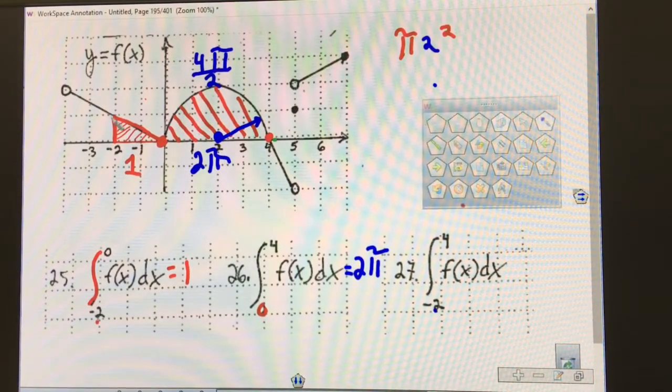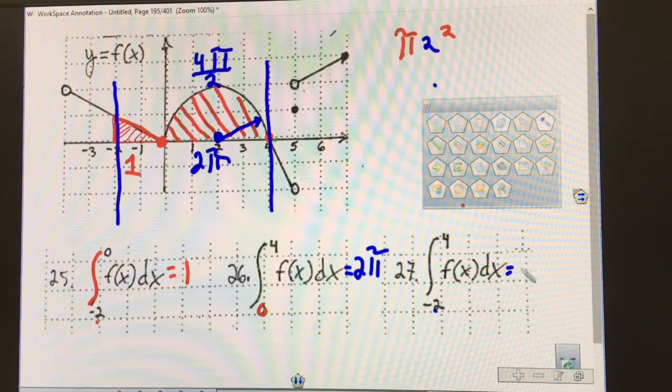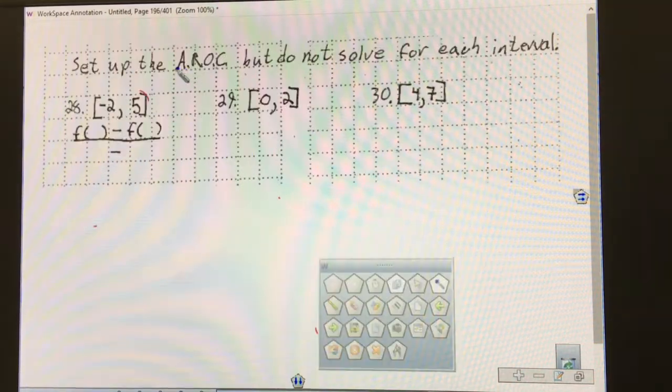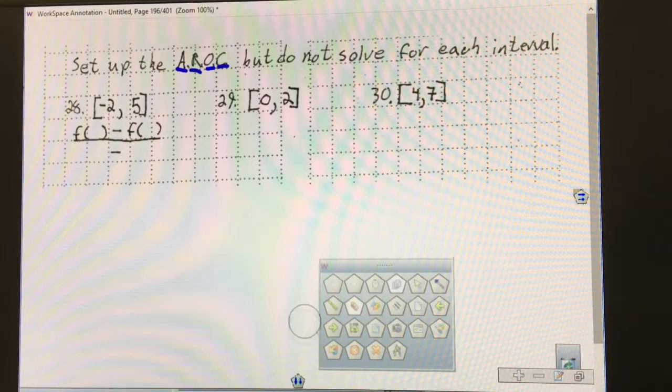Now, from -2 to 4, that's from this spot over here to this spot over here. All I really need to do is add these 2 areas up, and that's going to give me 2 pi plus 1.